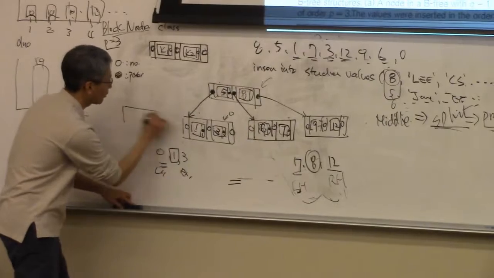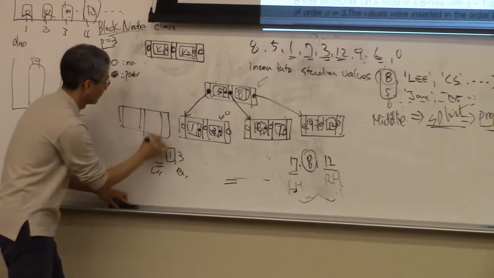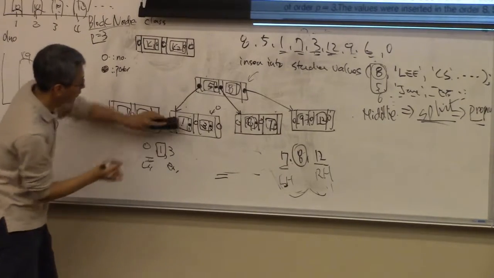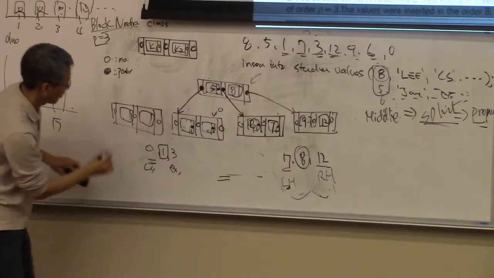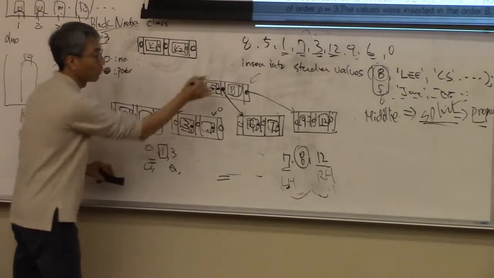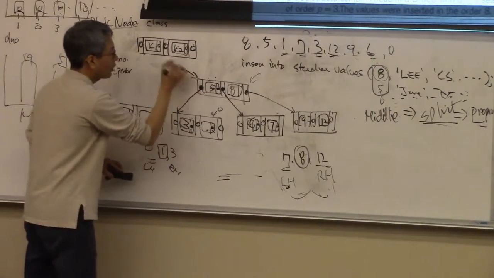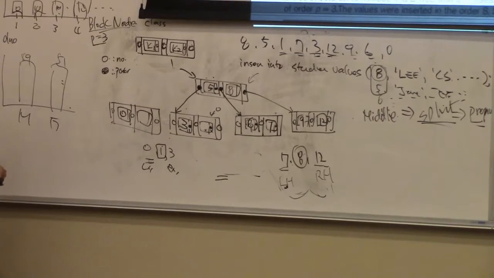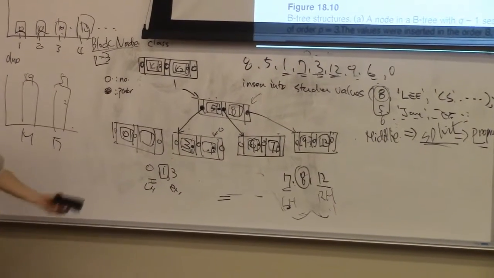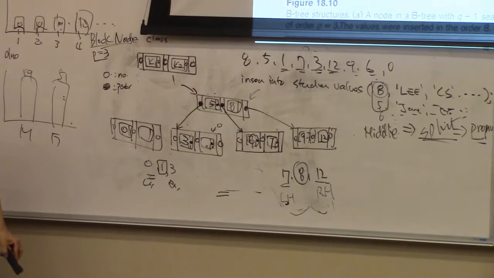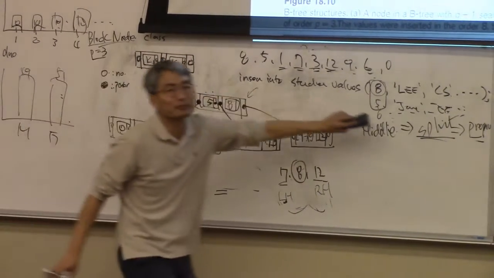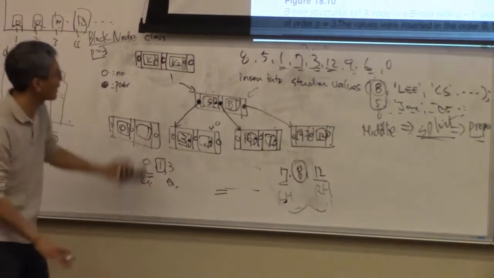So we can create another one. So 1, 3, 0, 1, 3. No problem. Then the middle one will be promoted. Promotion means it's inserted into the parent. What happened? It's also full. How can we handle full of the parent? Same thing. We are going to do exactly the same thing.